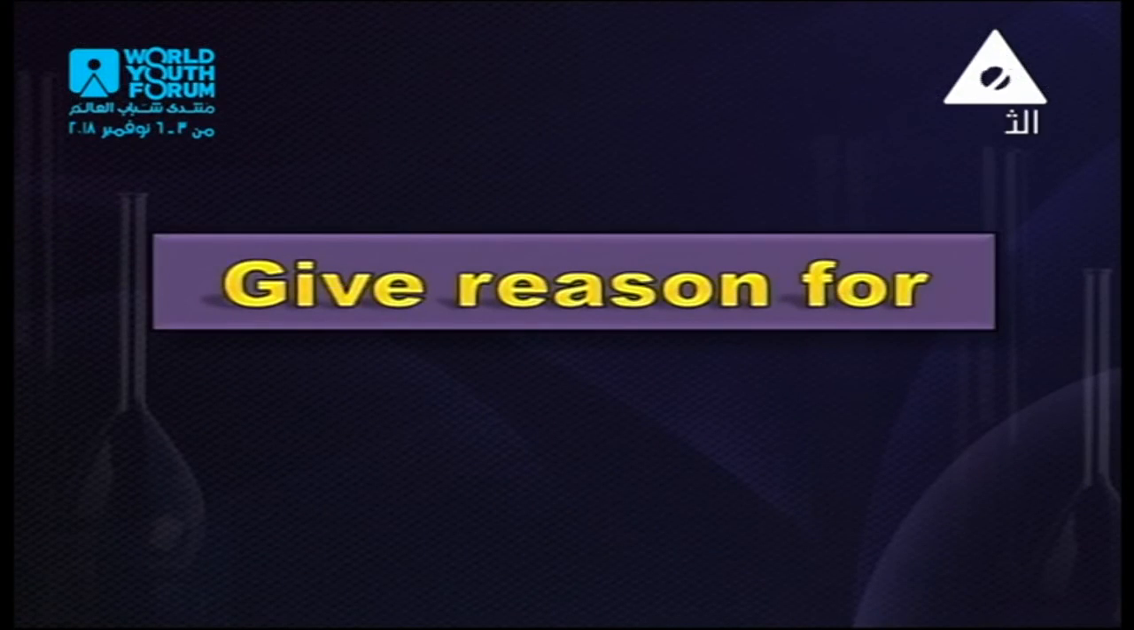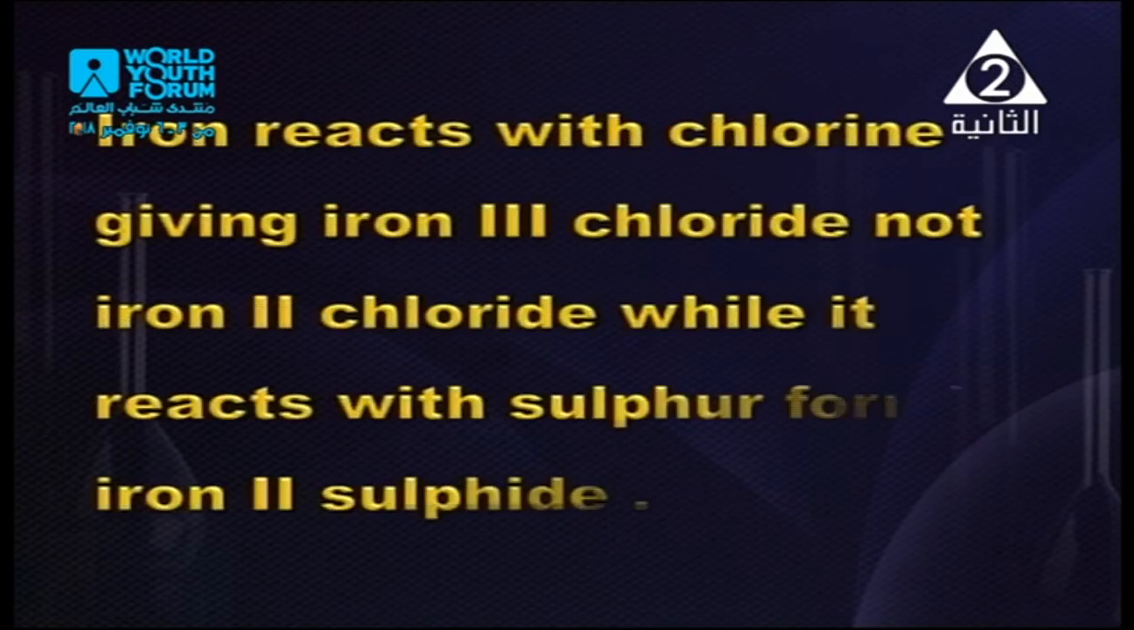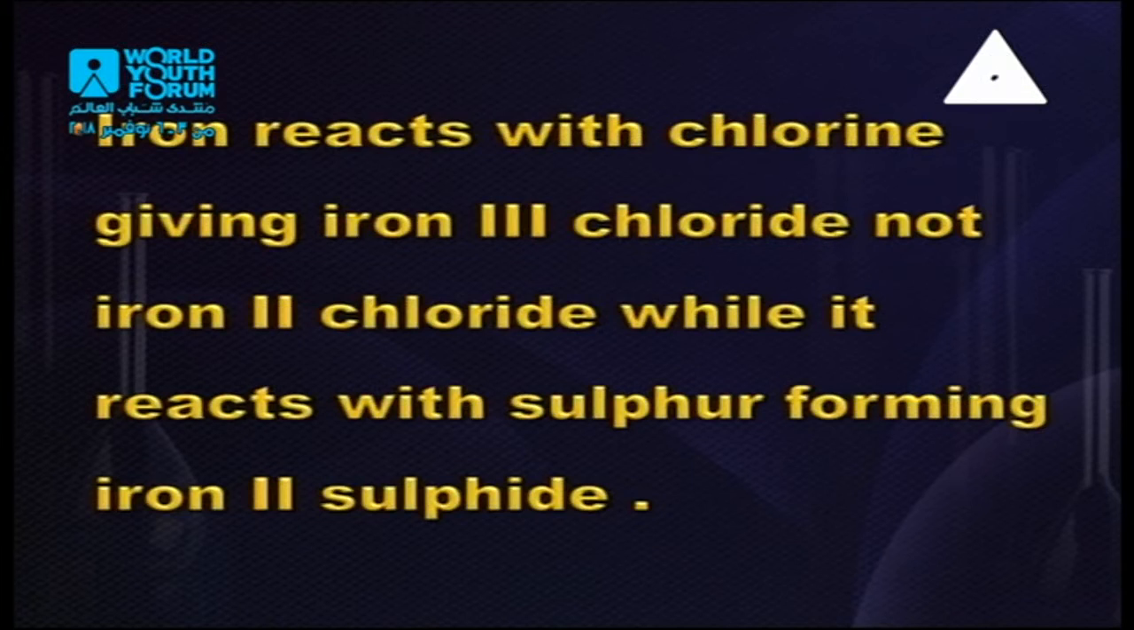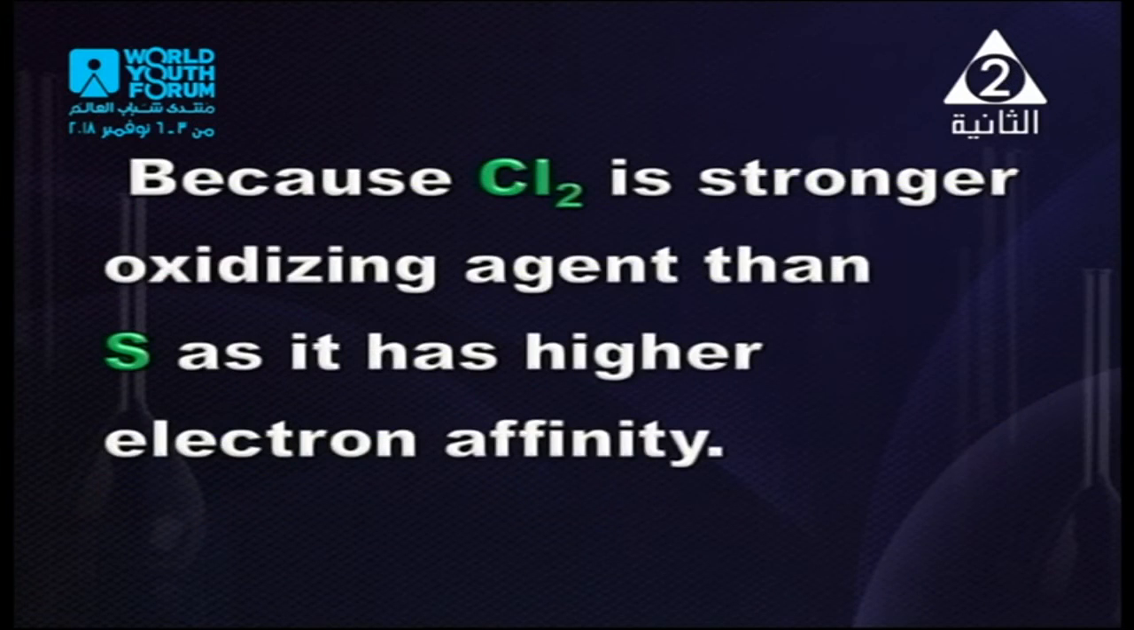Next type of question is give reason for the following. Iron reacts with chlorine, giving iron 3 chloride, not iron 2 chloride, while it reacts with sulfur, forming iron 2 sulfide. The reason for that, because chlorine is a stronger oxidizing agent than sulfur, and the reason for that, as the chlorine has higher electron affinity than sulfur.